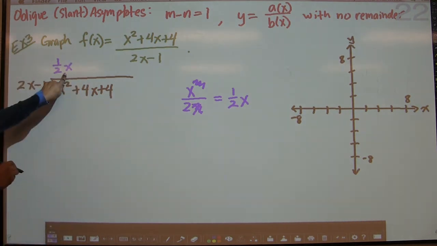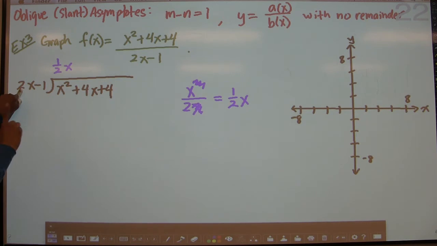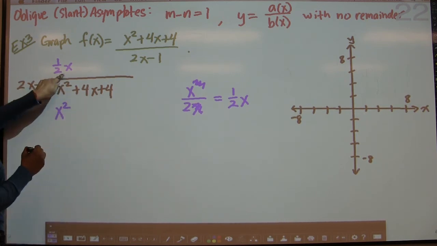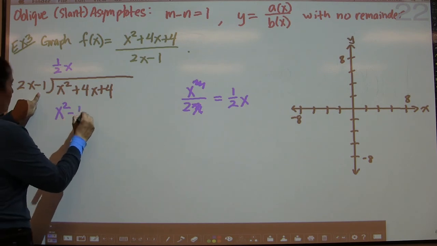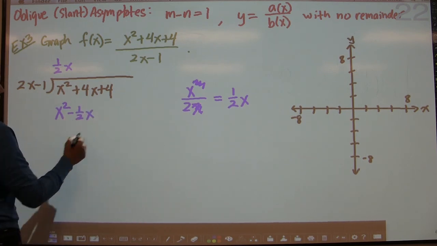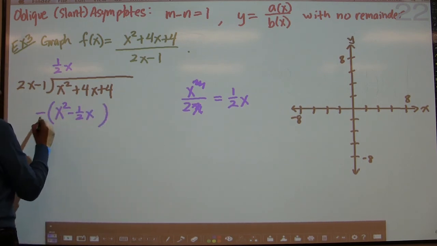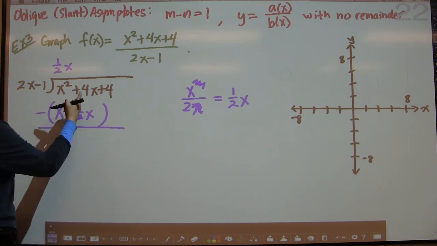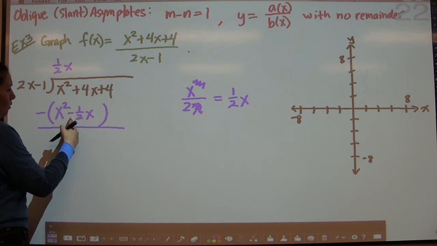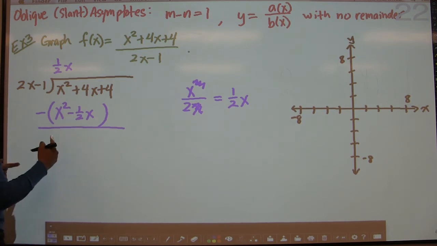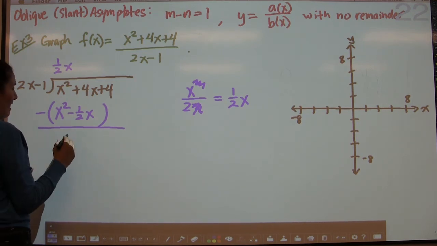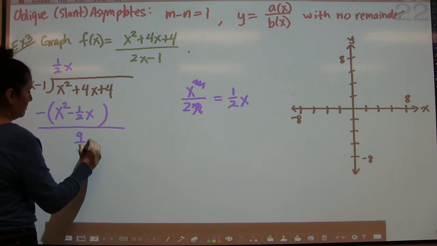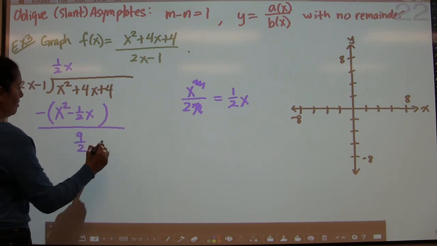So when you go 1/2 times 2, you're going to get 1. x times x is x squared, so you get 1x squared. 1/2 times -1 is -1/2 x. Then you subtract. x squared minus x squared is 0. They cancel. 4 minus -1/2 is actually 4 plus 1/2, so now 4.5, which is basically 9/2 x, and then plus 4.